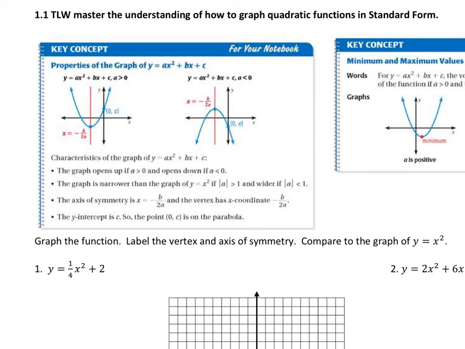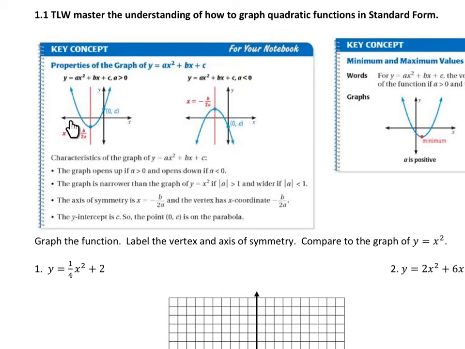Alright guys, today's goal: the learner will understand how to graph quadratic functions in standard form. Okay? Standard form is ax squared plus bx plus c. When y equals ax squared plus bx plus c and a is greater than 0, they open up. When a is less than 0, it opens down.